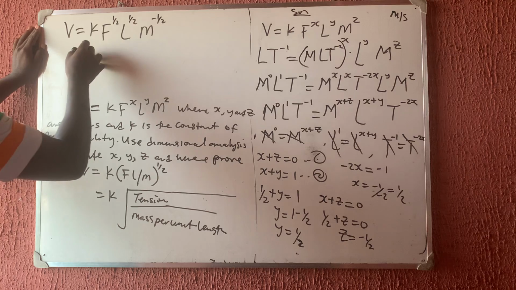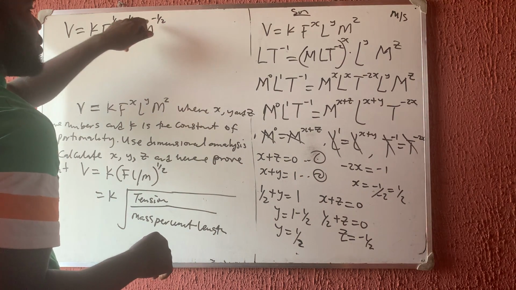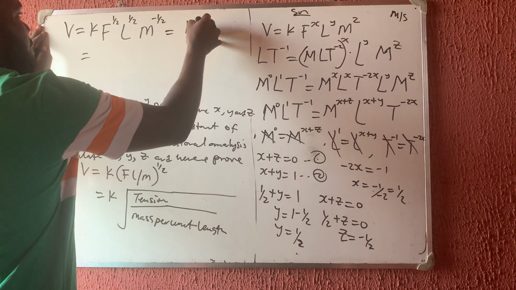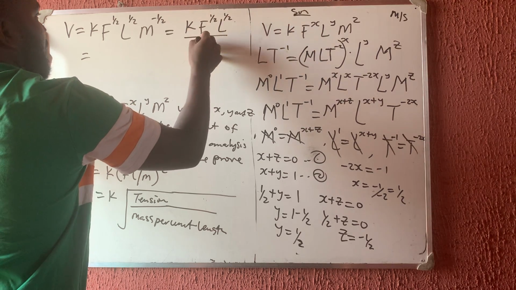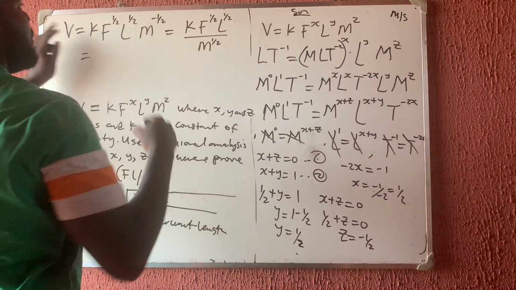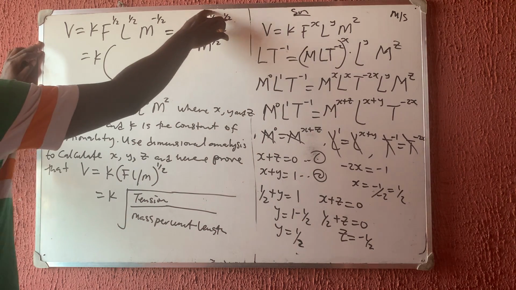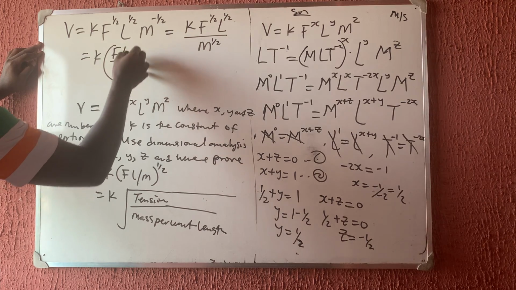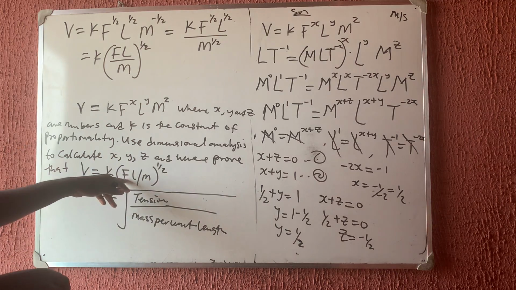And according to indices, if you want to remove the minus, you do the reciprocal of this. So this is written as k F raised power minus 1 over 2, l raised power minus 1 over 2, all over m raised power 1 over 2, to remove the minus. Now this is k in bracket of, they all have 1 over 2 in common, so I can say Fl over m, everybody raised power 1 over 2. So I have proved the second one.